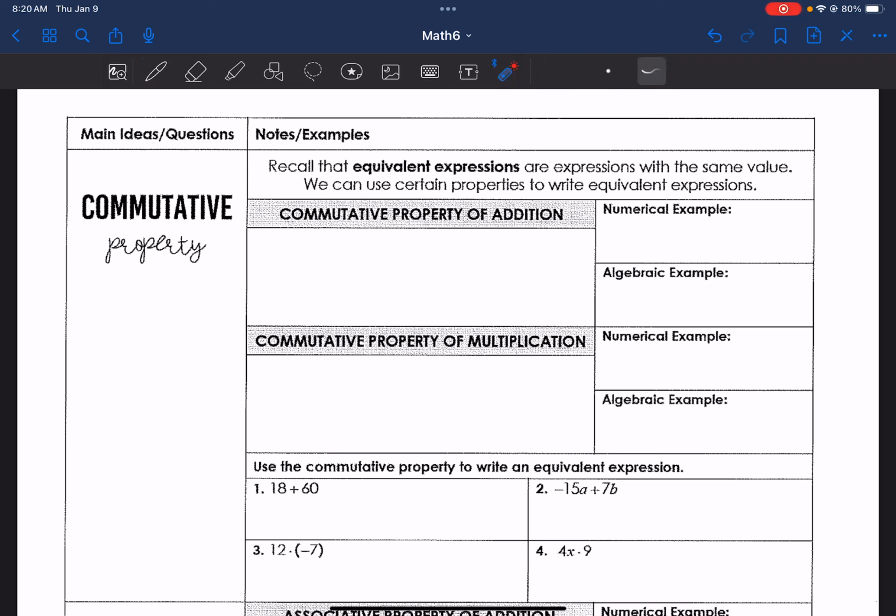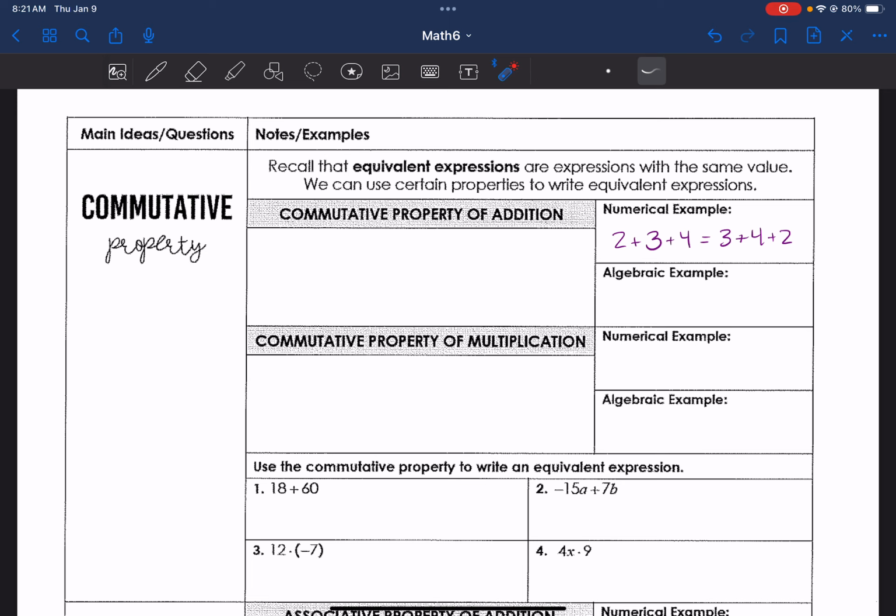So what I mean by a lot of properties is here's commutative property. Now, there's commutative property of addition and there's commutative property of multiplication. We are only focusing on addition and multiplication properties, okay? So what that means is that in a number sentence, like 2 plus 3 plus 4, this is all addition. We can also change this to say, okay, well, what if it's like 3 plus 4 plus 2?